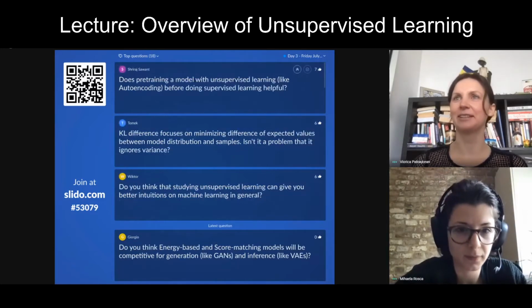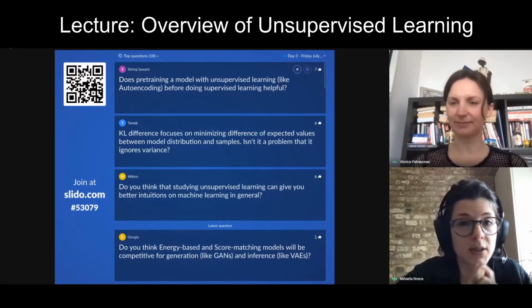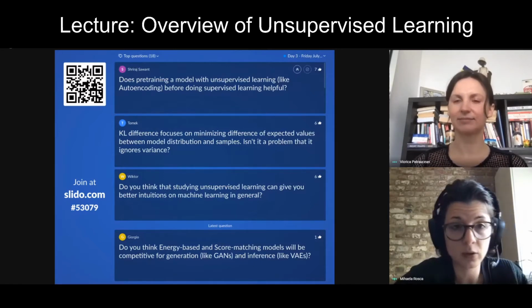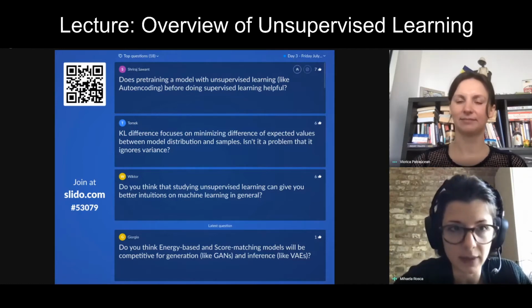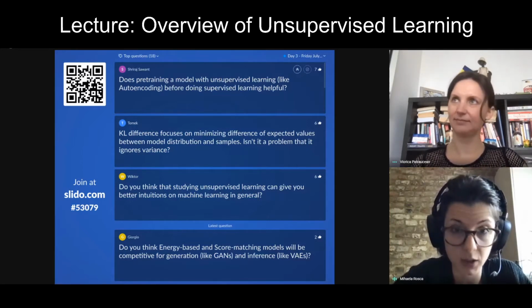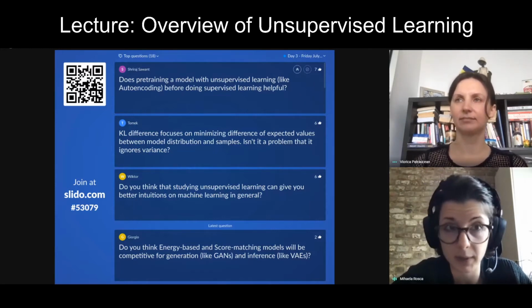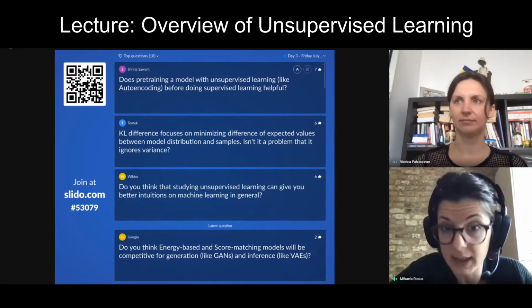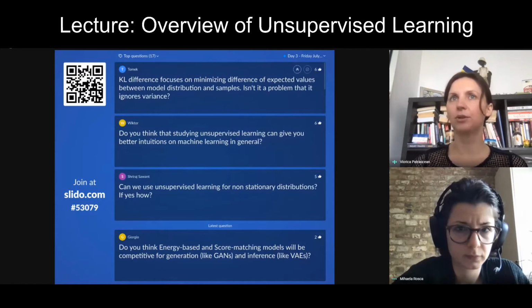Does pre-training a model with unsupervised learning, like autoencoding, before doing supervised learning help? So yes, well, maybe not the same model, but I think there's a lot of evidence right now. The progress that we've seen in the last 2 years is actually amazing in semi-supervised learning: building representations using unsupervised learning and then doing supervised learning. And as someone mentioned before, self-supervised learning is a way to do that very successfully. Maybe we take 2 more questions.